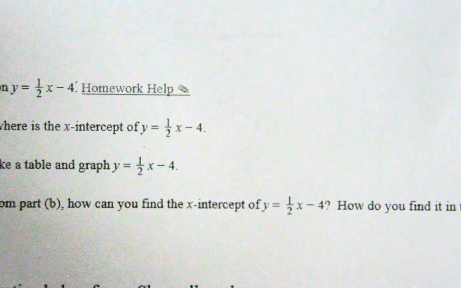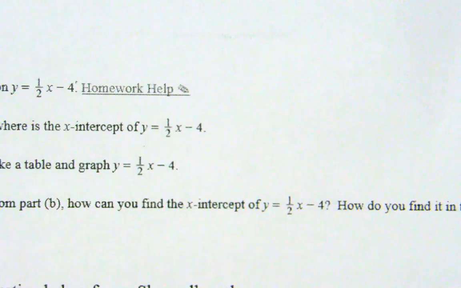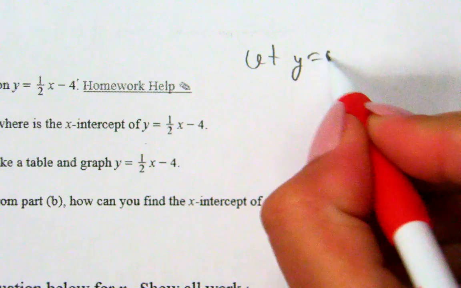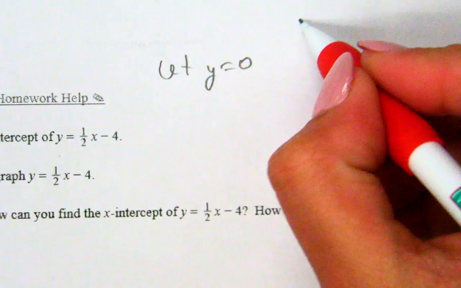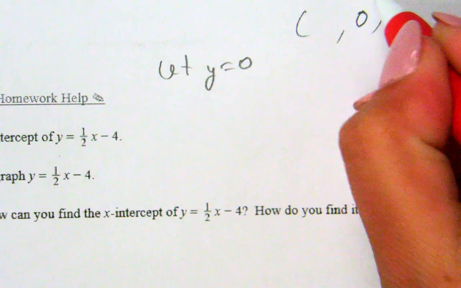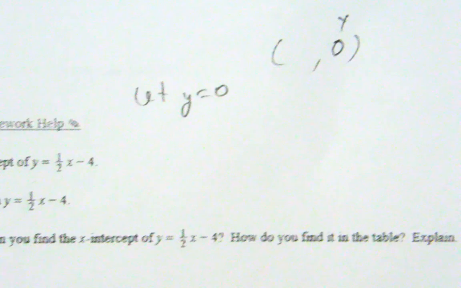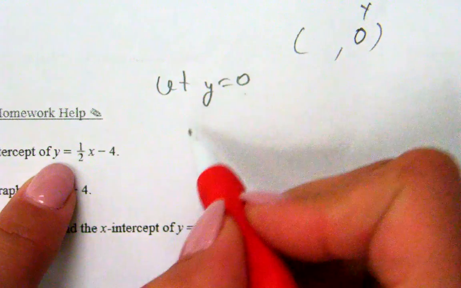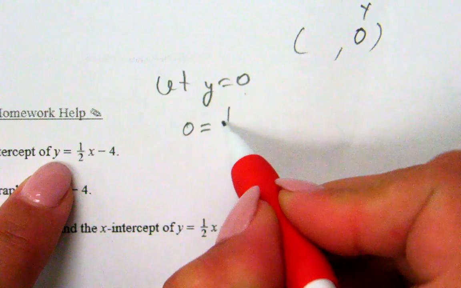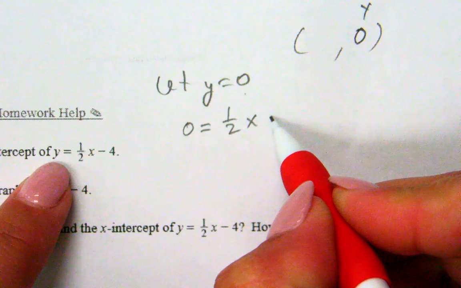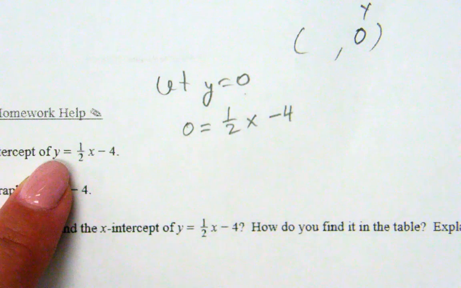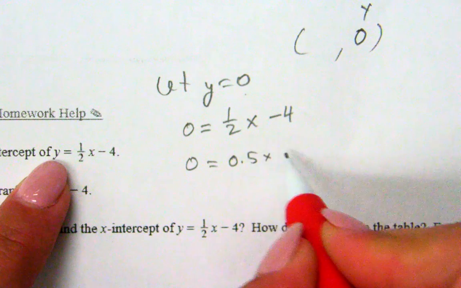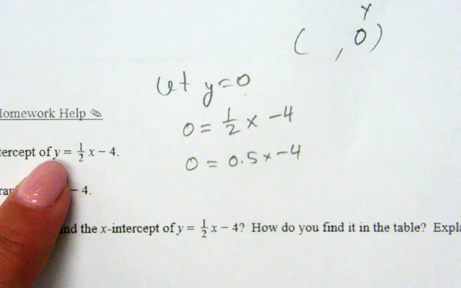In order to do that, we're just going to let y be equal to 0, because whatever point we find is going to have a y value of 0. So we're going to let y equal 0 and substitute into this equation. We have 0 equals 1/2 x minus 4. If you don't like it this way, we can write 0 equals 0.5x minus 4, but we still need to solve for x.